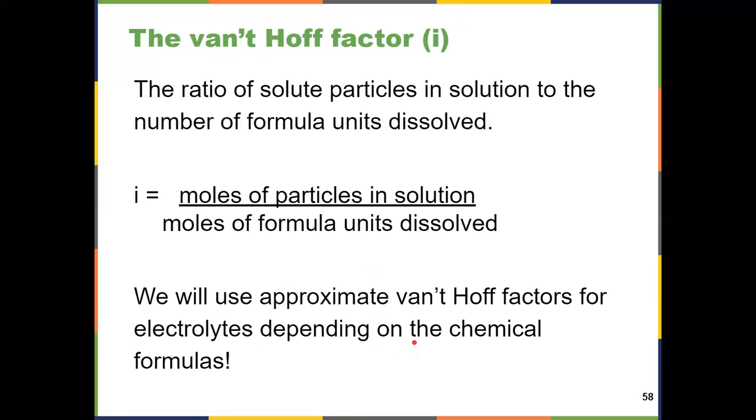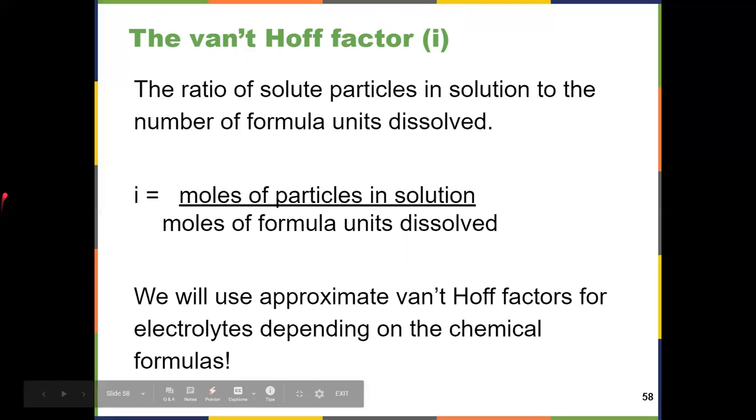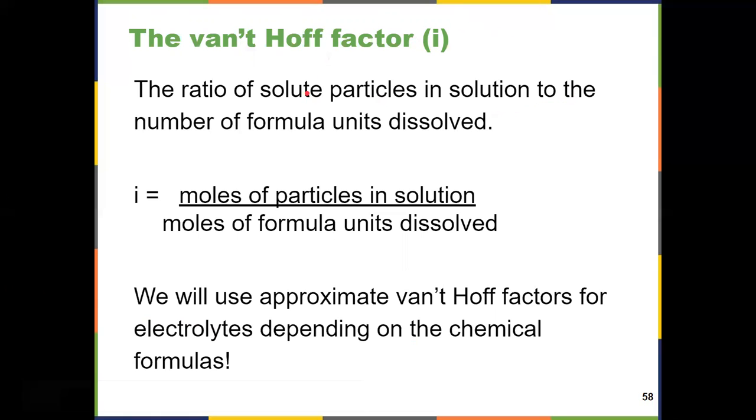That's important for something known as the Van Hoff factor. The Van Hoff factor, represented by a lowercase i, is the ratio of solute particles in solution to the number of formula units dissolved. For NaCl, the Van Hoff factor is approximately 2, because for every mole of formula unit of NaCl, we get 2 moles of particles in solution, the Na plus and the Cl minus. Glucose would have an approximate Van Hoff factor of 1.